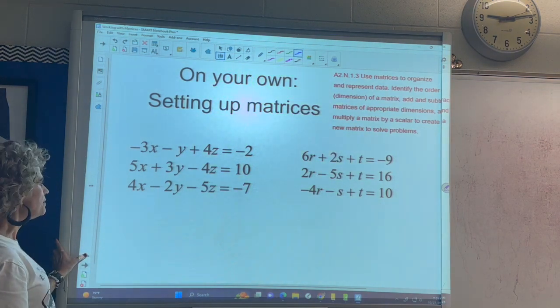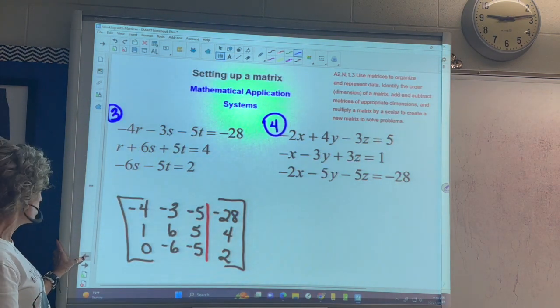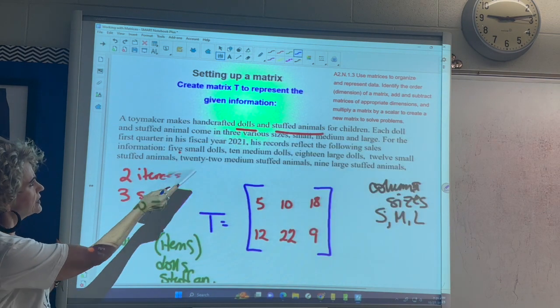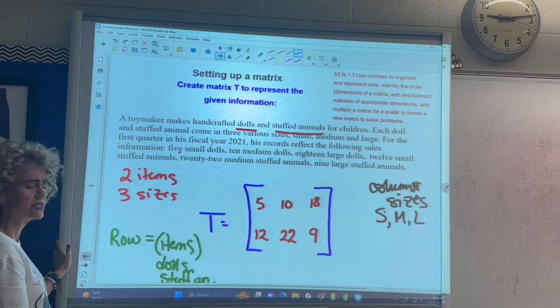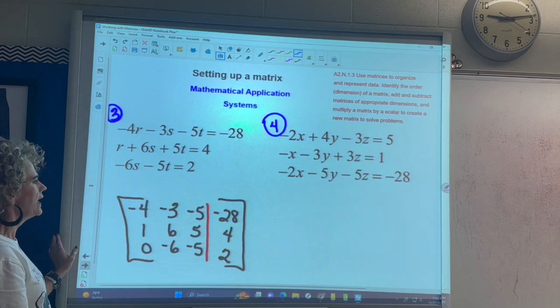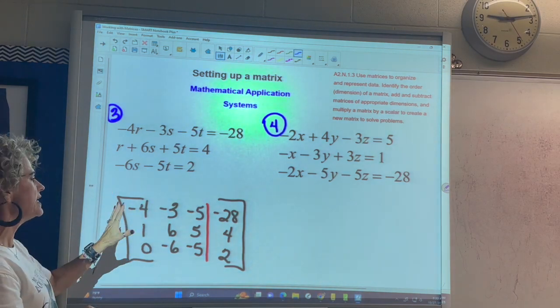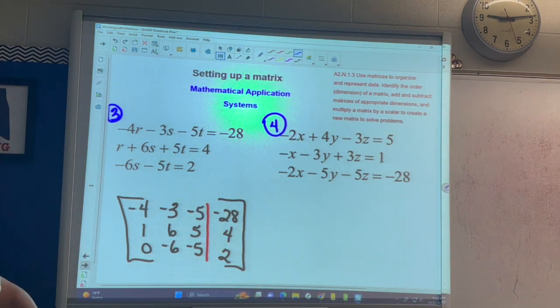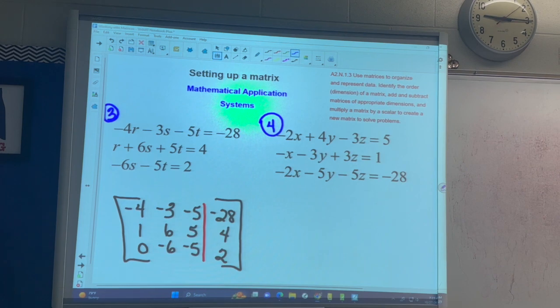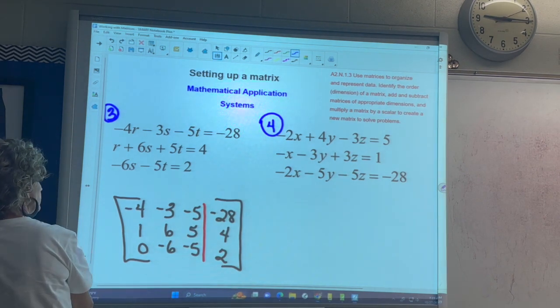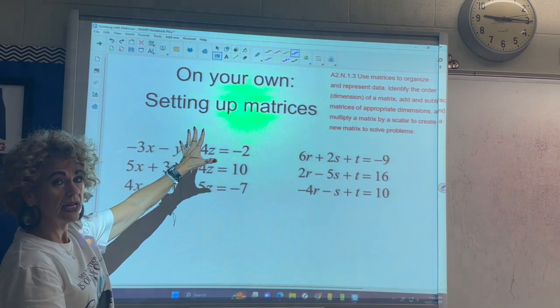Now, in some of our examples, we named our matrices, like back here, they told us to create matrix T, they told us to name it T. But here, they're not asking us to name it. We are setting these systems up so that we can create them. Okay, these are you setting up your own matrices.